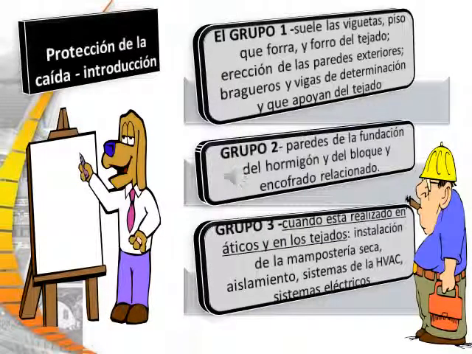Alright, let's discuss the different types of groups for fall protection. Group 1 is the floor joist or floor sheathing or roof sheathing, erecting an exterior wall, or setting bracing, roof trusses, and rafters. Group 2 would be concrete and block foundation walls and related formwork. Group 3, when performed in attics or on roofs, is installing drywall, insulation, HVAC systems, and electrical systems.